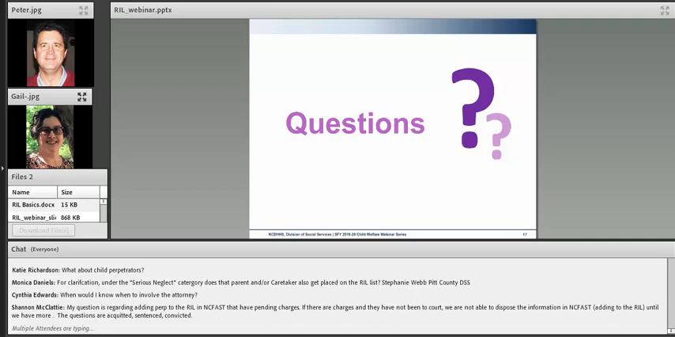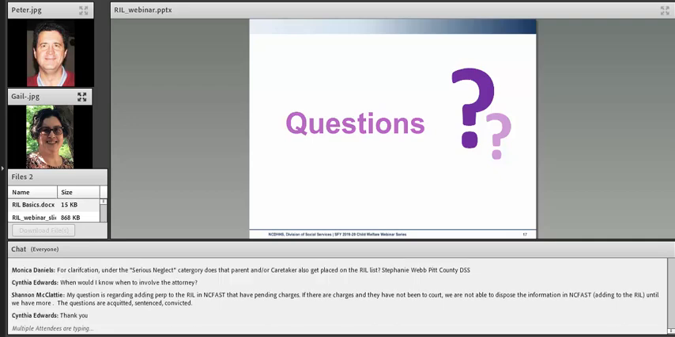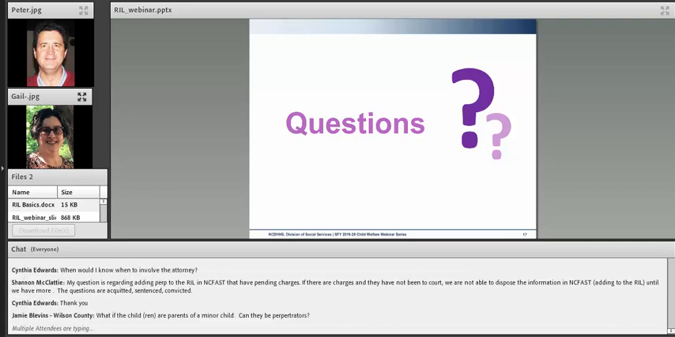And Shannon's question, we recognize that that is an issue right now with NC FAST, and that's being taken care of. They're supposed to be working through that, so that if there are pending criminal convictions, there will come a time, yes, we'll be able to change that. So Shannon, we hear that question regularly, and NC FAST is aware, and we're working to get that resolved.